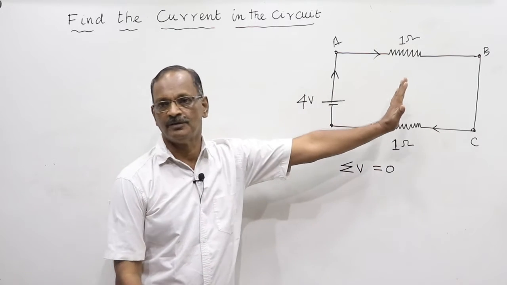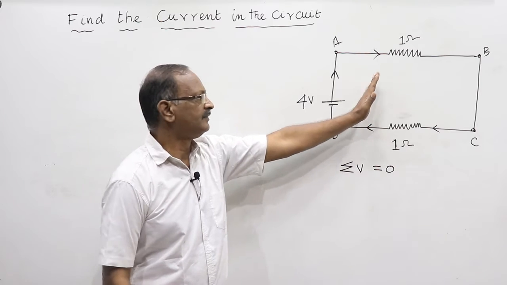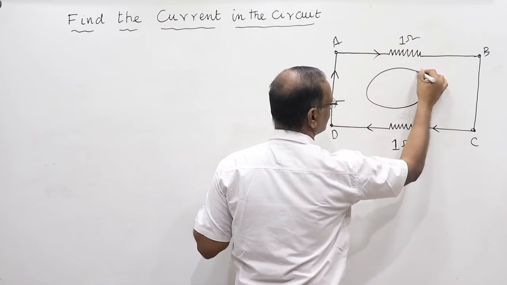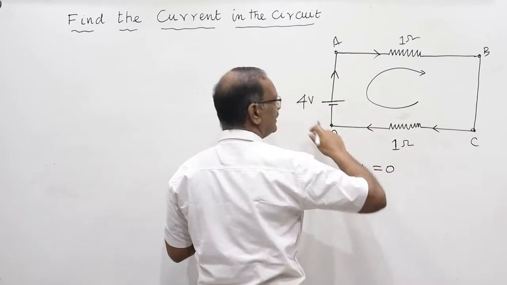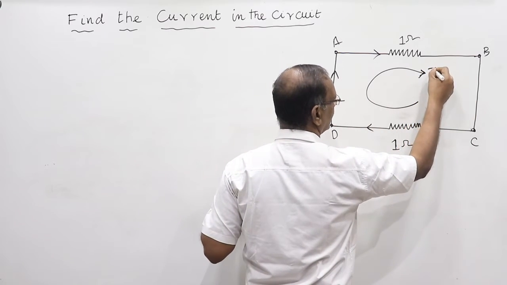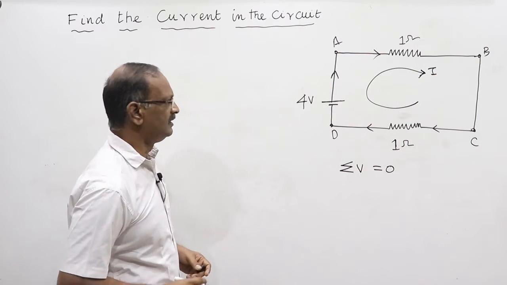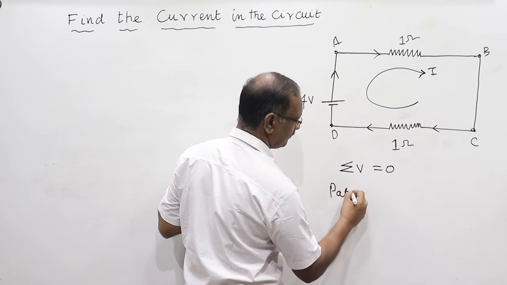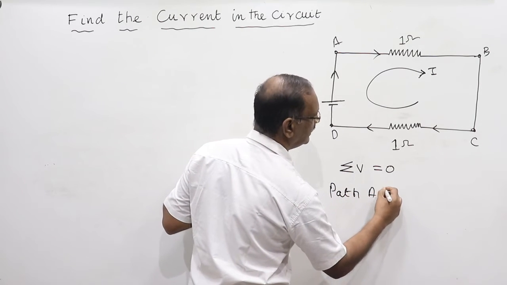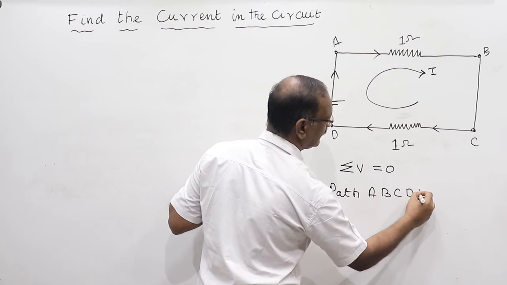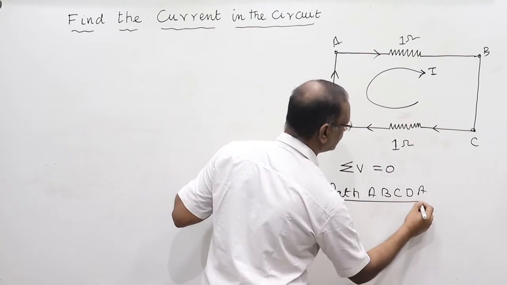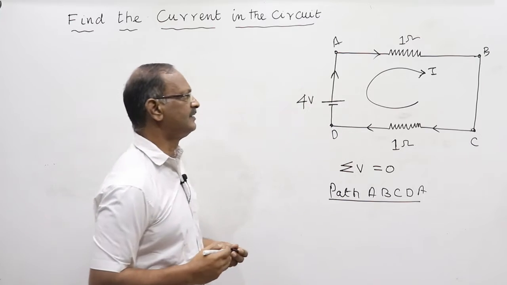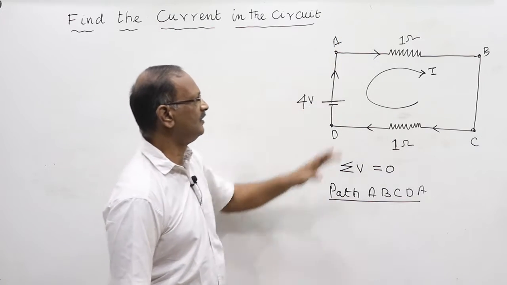See, it is only an assumed direction. Some books use it like this also. It means current I is flowing like this. So for the algebraic sum, let us start the path from A to B, C, D and A. It means we are moving here and back. This is the path and this is the direction of current.